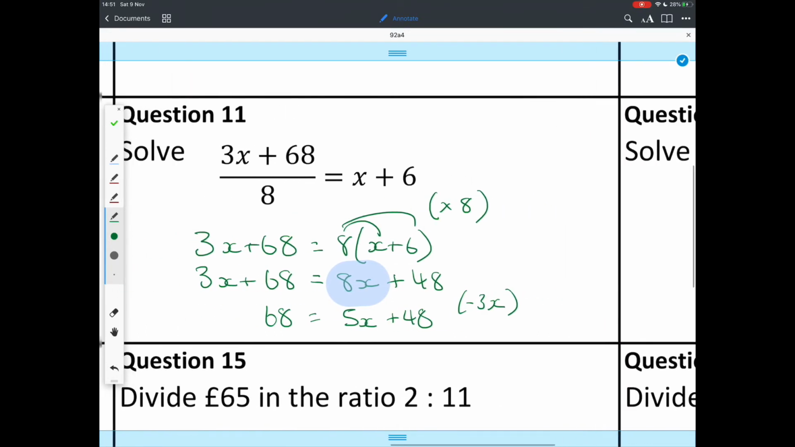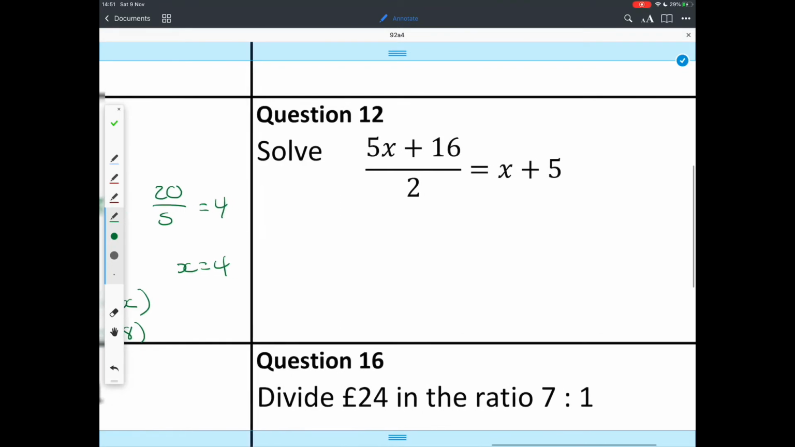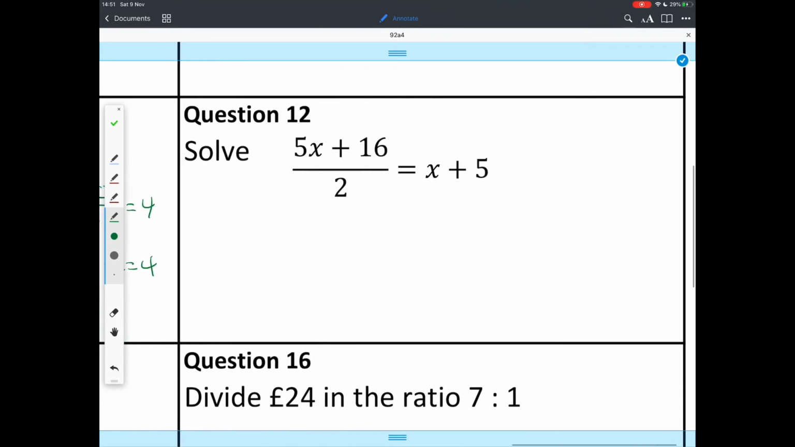Because of space, I'm going to have to move just across a little bit. We can see from that, if I take away 48, then I'm left with 20 equals 5x. If 20 equals 5x, 20 divided by 5 equals 4. So x equals 4. Okay? So again, quite a lot of work, but eventually quite a simple answer.